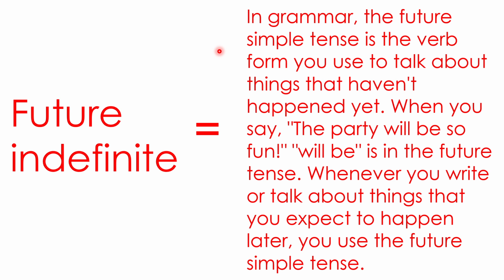So, in simple words, it is the verb form you use to talk about things that haven't really happened yet, but you say it will. So, like in the future, it will happen. Like if I said I was going to attend a party, and I said the party will be so fun, the will be is in the future tense because we don't know, but because it's a party, we can infer that it's going to be fun. Amazing.